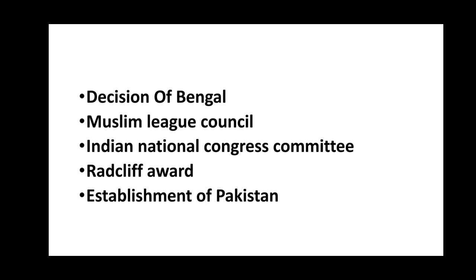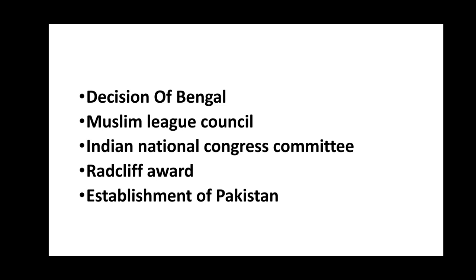Then we will discuss the Muslim League Council. A meeting of Muslim League Council was held on 10 June 1947. In this meeting, they decided that they are not in favor of division of Punjab and Bengal, but to accept the plan as a whole. Indian National Congress Committee was held on 14 June 1947, where 3rd June Plan was accepted, but unhappily. They said that geography, mountains and sea determine India.